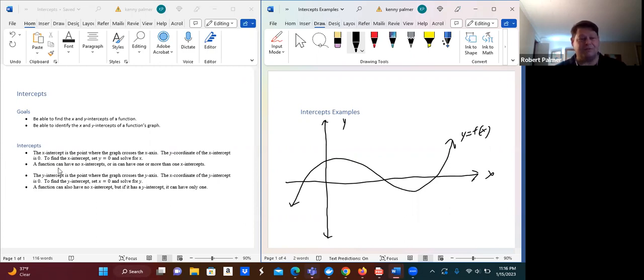A function can have no x-intercepts, meaning it doesn't cross the x-axis at all. It can have one, or it can have more than one. So it's pretty open. So where does the graph cross the x-axis? Well, right here, and also right here and here. So these 3 points are what are known as your x-intercepts.